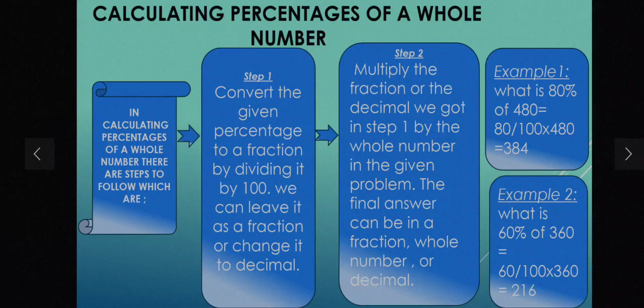Then we have calculating percentage of a whole number. In calculating percentages of a whole number, there are steps to follow. The first step you must follow is convert the given percentage to a fraction by dividing it by 100. That was what I said in the last slide. You divide it by 100. So once you've divided it by 100, it becomes easier for you. Or we can leave it as a fraction, or change it to a decimal.